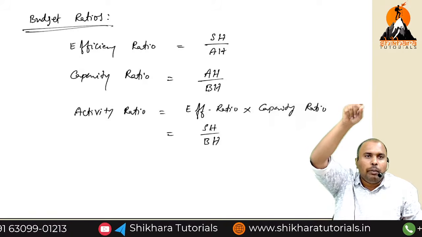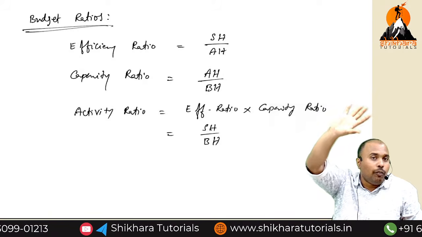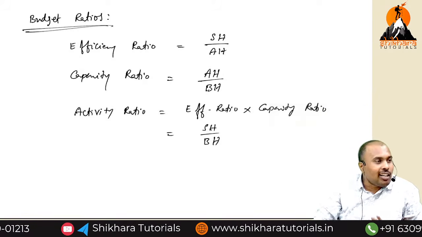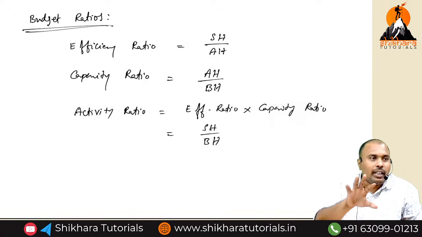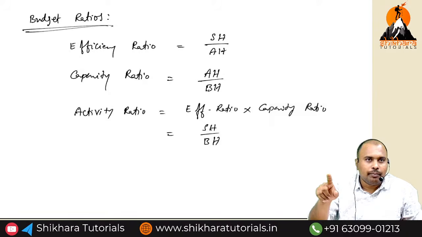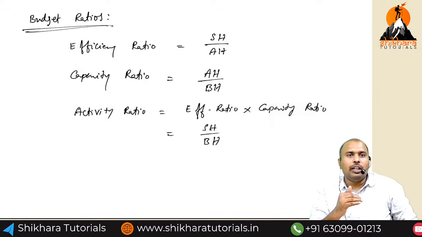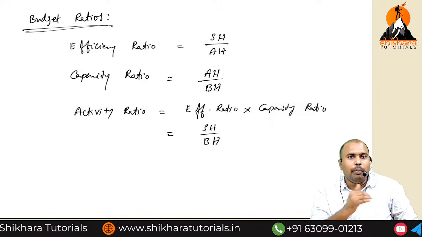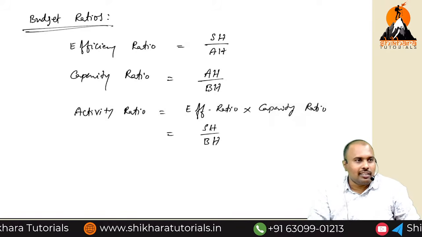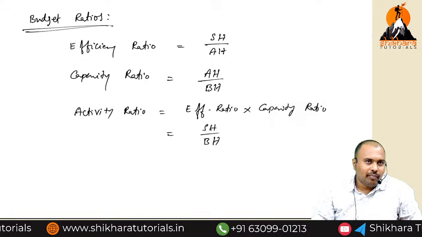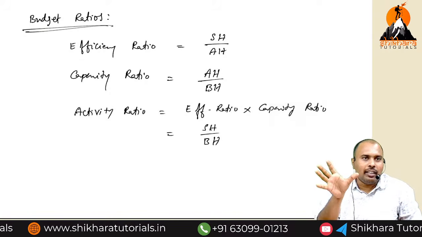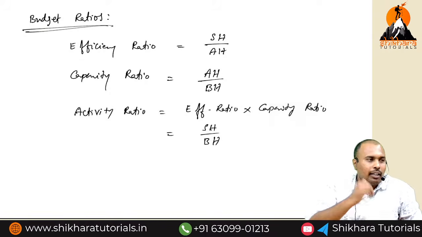SOH by BOH. They won't give overheads. Instead, they are going to give us R's only. So SOH is SH into SR divided by BOH, which is BH into SR. SR gets cancelled. Then it has to be SH by BH. Clear? Variances means minus, ratio means divided by.